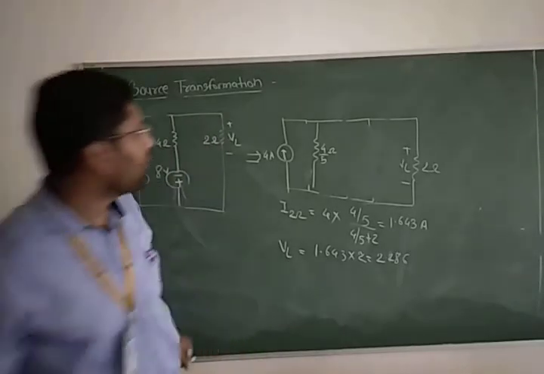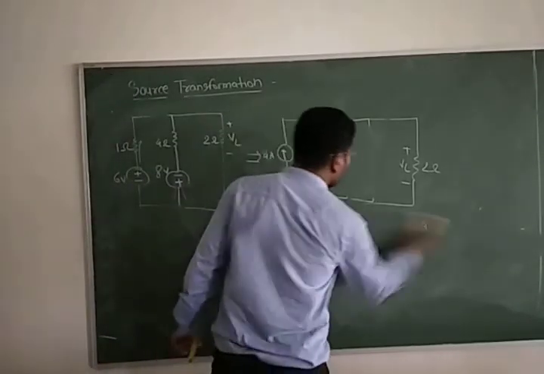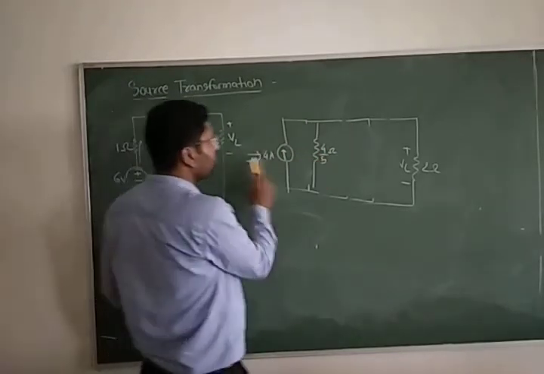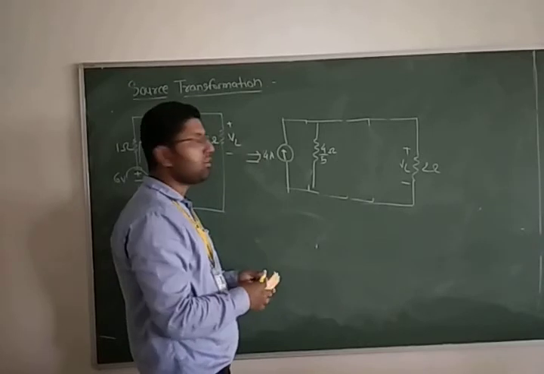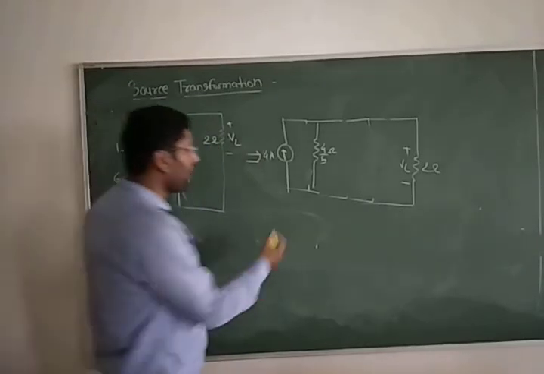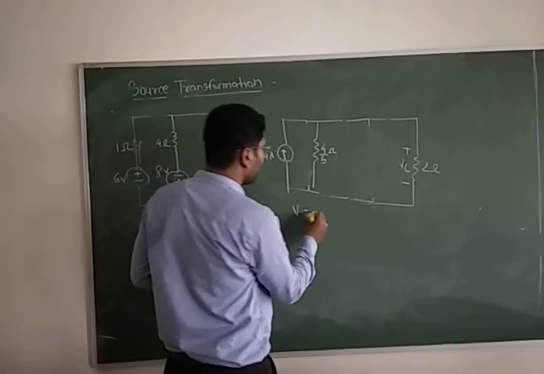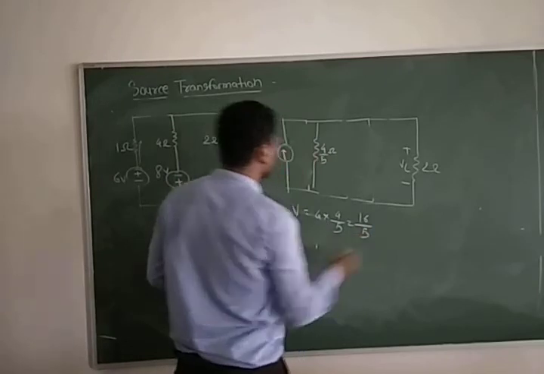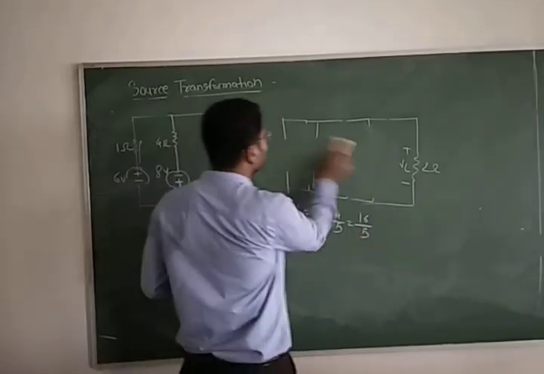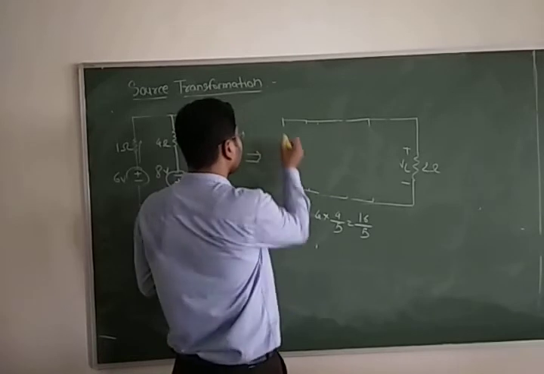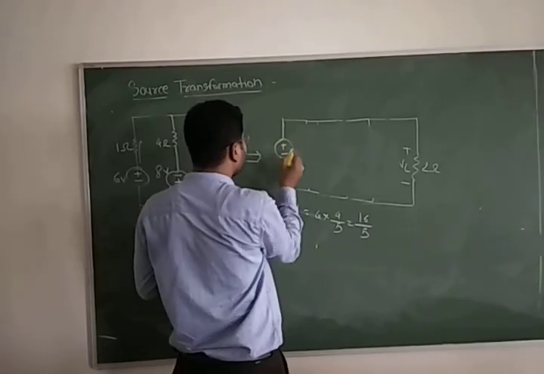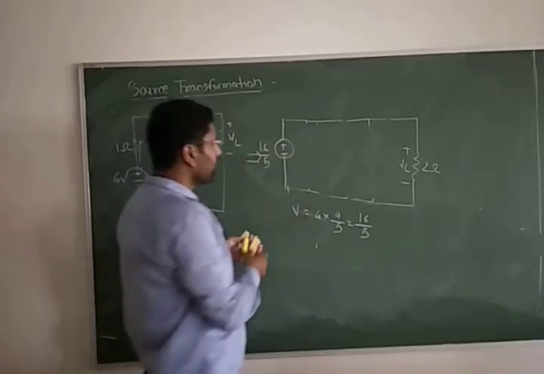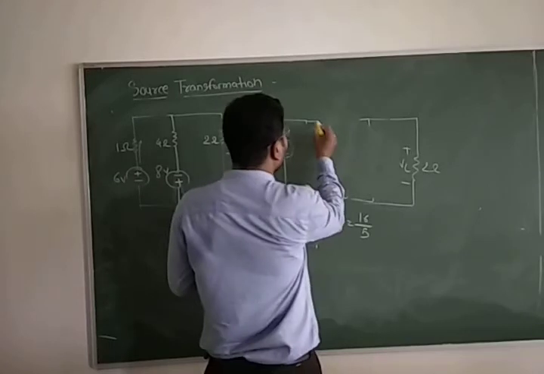Another way, you can convert this current source again into a voltage source by source transformation. What is the source transformation? V is equal to IR. So V is equal to 4 into 4 by 5. It is 16 by 5. So 16 by 5 voltage source, that is plus minus 16 by 5, and the resistance will be in series now. What is the rule for us?